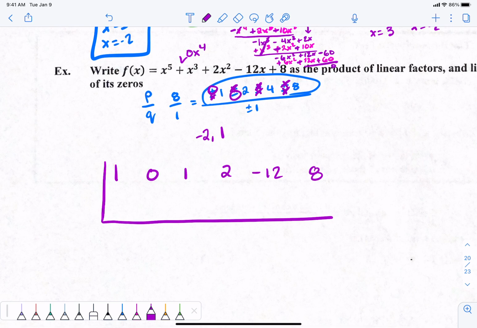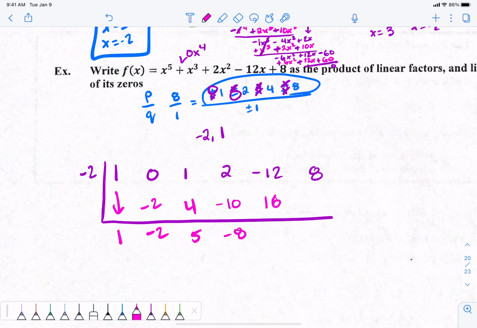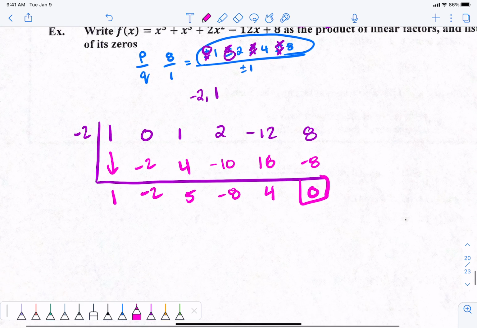There you go. Okay. This is negative 2, right? So I'm going to go fast. 1, negative 2, negative 2, 4, 5, negative 10, negative 8, positive 16, positive 4, negative 8, and 0. There's my remainder. I spend 80% of my time on synthetic division in this class just trying to keep up with numbers. You know what? I'm done.